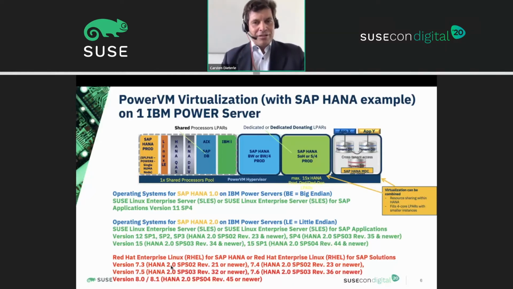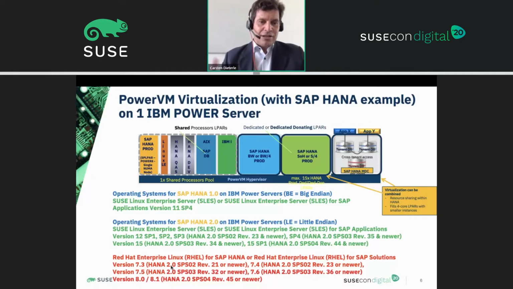You see here that we started very early. When we started with HANA on Power, we started with SUSE 11, which was a big endian implementation, but with the introduction of HANA 2.0 and SUSE 12, we started with a little endian installation, which is the same as x86. You see here that we have been certified since then for every release, for every new service pack which SUSE provides.